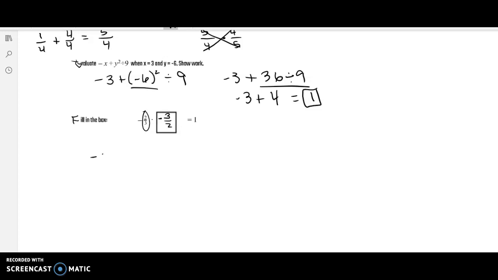And to check our work, 2 times 3 equals 6. 3 times 2 equals 6. That simplifies down to 1, so we know we got it right.